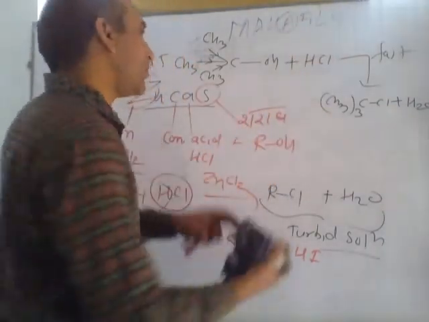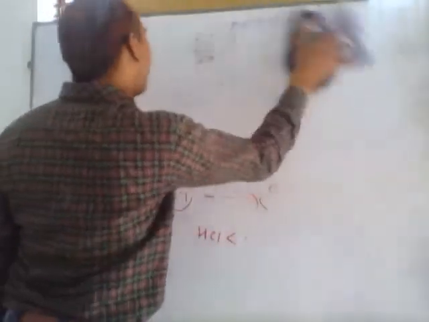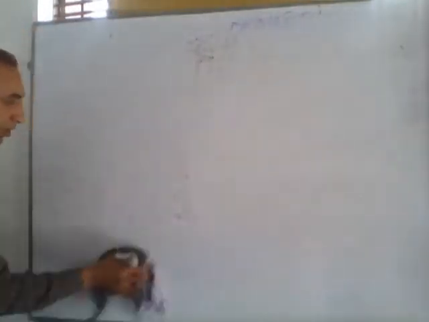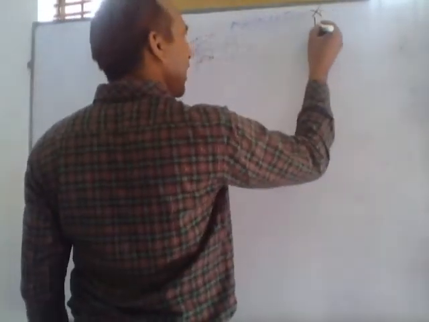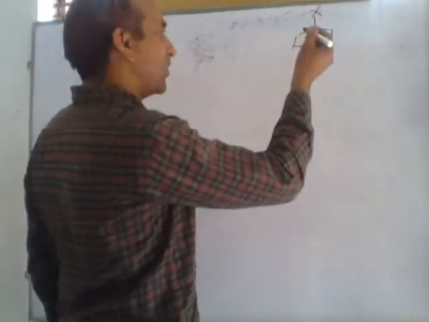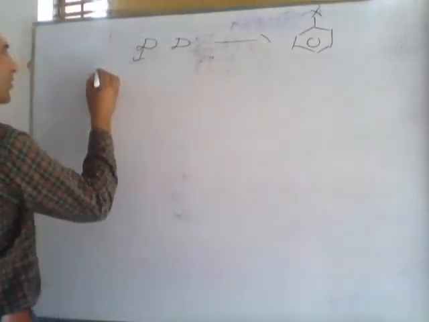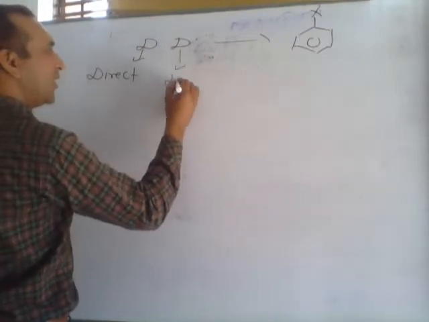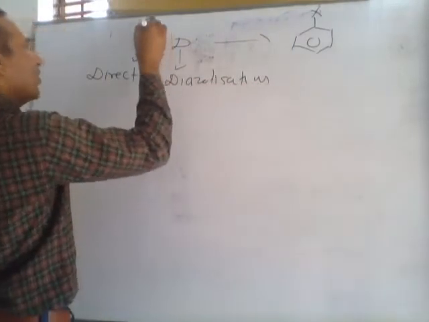Now, the last. How can we prepare aromatic compounds? Aromatic means with a ring. If we want to prepare halo arene, there are two simple methods, D and D. The first is direct halogenation and the second is diazotization. What is the meaning of these two?